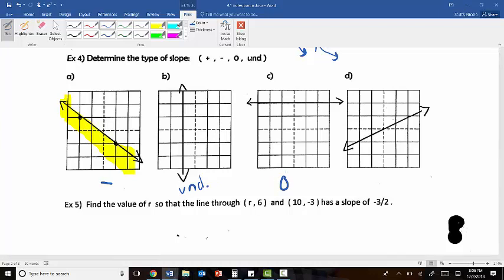And then if I look at this line, again, you should always look at the left, see what's going on as we move to the right, and it is going up. So this will be a positive slope.